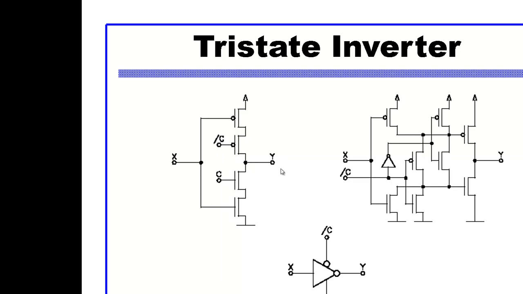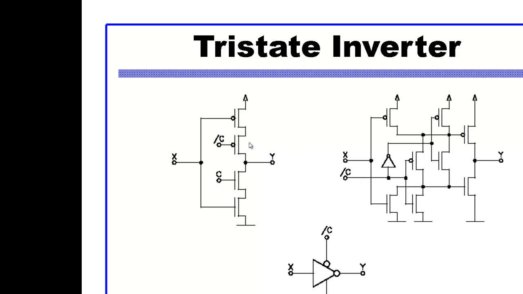Now what is the advantage here? When the clock C is 1 and C bar is 0, this PMOS and this NMOS are on, so whatever data is available gets inverted at the output. When the clock is 0, PMOS is off and NMOS is off, so the output is disconnected from these two devices. This PMOS and NMOS form the actual inverter, and you are introducing another PMOS and NMOS such that you are creating another state called the high impedance state.